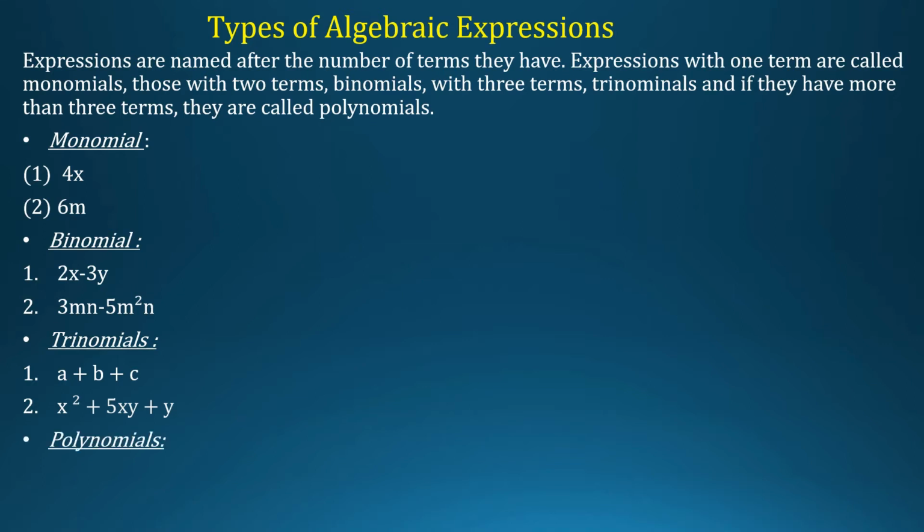Next is polynomial. Examples of polynomial are, the first example is a cube minus 3a square b plus 3ab minus b cube. Since there are more than 3 terms, that is 4 terms present, they are polynomials. So this is an example of polynomial. The second example of polynomial is 8mn plus 8m square n square plus 8m cube n cube plus 8.